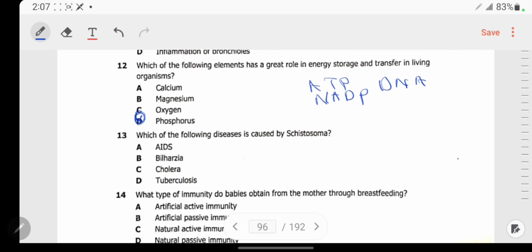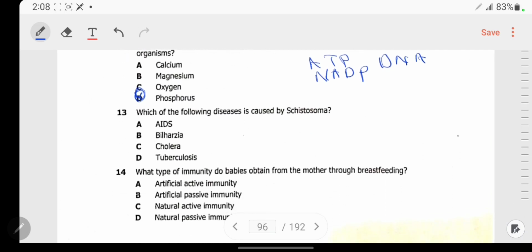If we look at 13, which of the following diseases is caused by schistosoma? Schistosoma is nothing more, sometimes they'll use schistosomiasis, which is just a fancy way of saying bilharzia. So for 13, the correct answer is bilharzia.